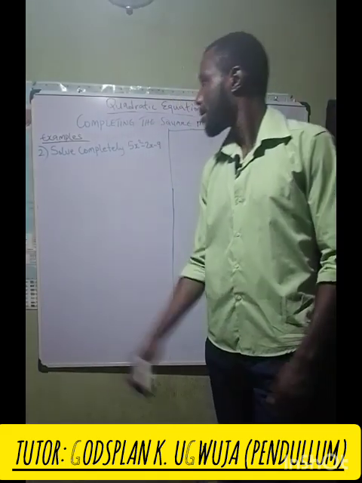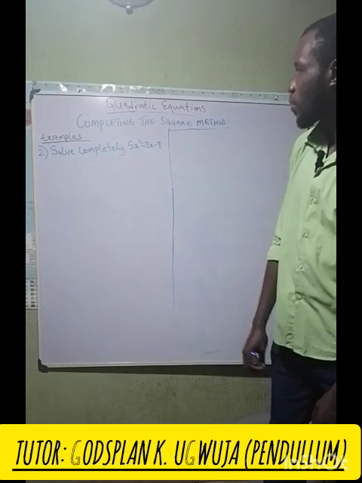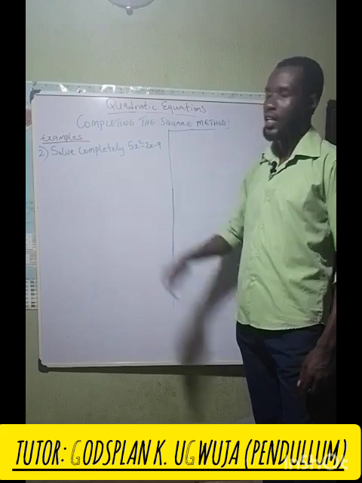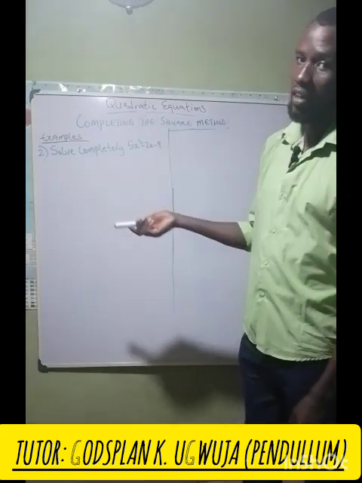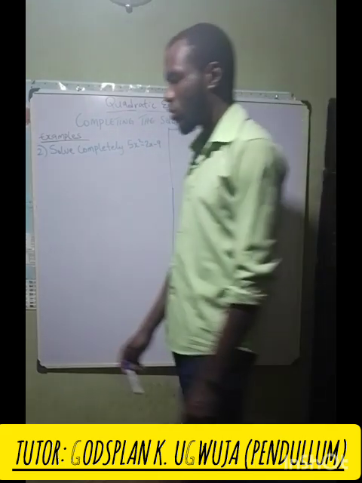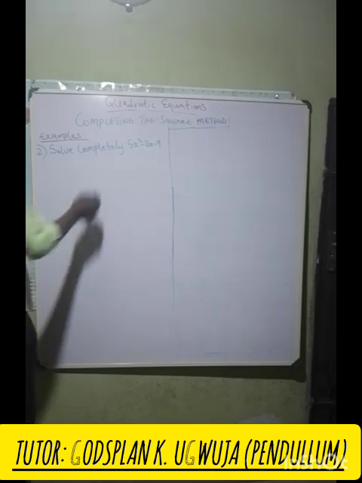Okay, so let's solve the second one. We're asked to solve completely 5x squared minus 2x minus 9. Now the first one I just explained, it was solvable by factorization, okay, but this cannot be solved by factorization. So let us use completing the square.